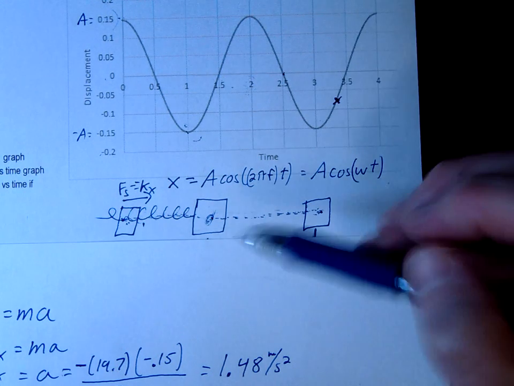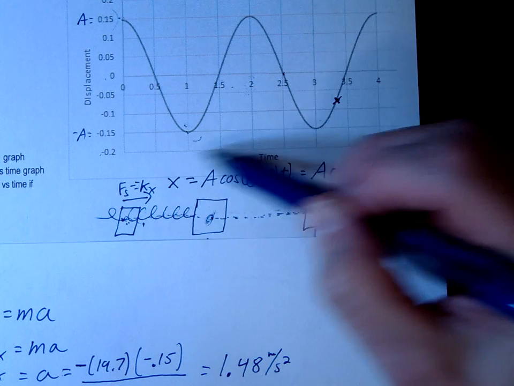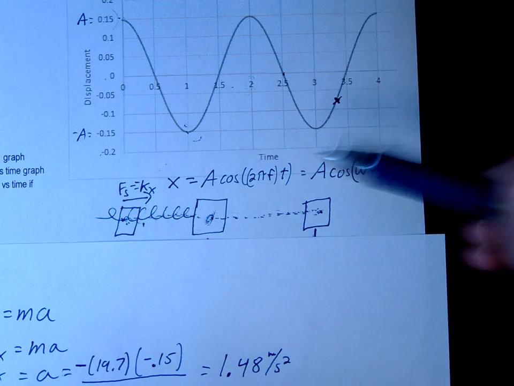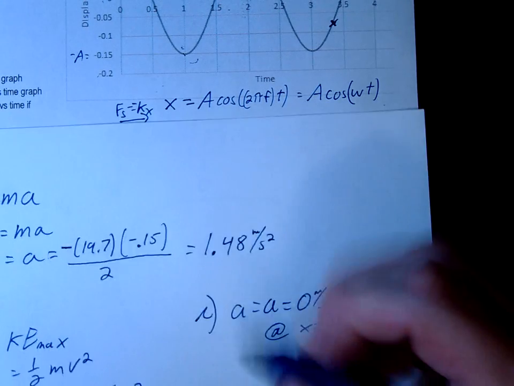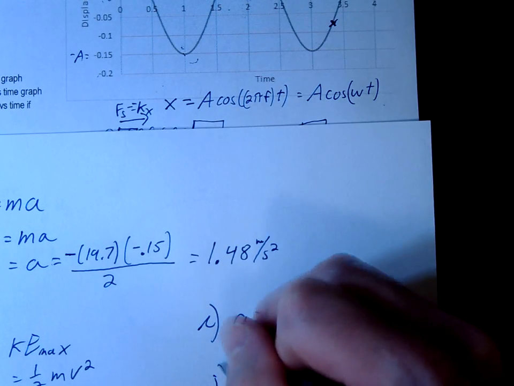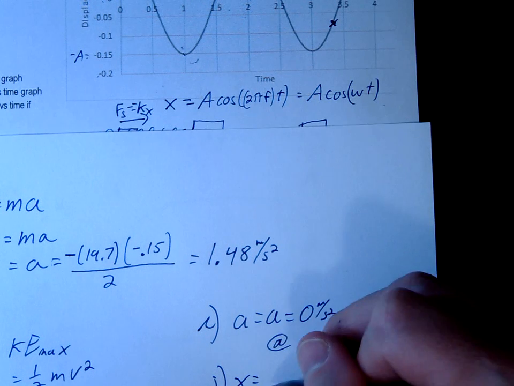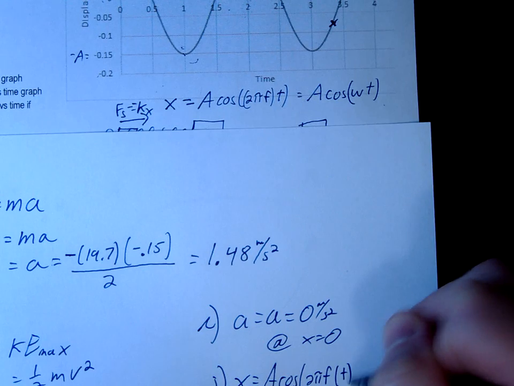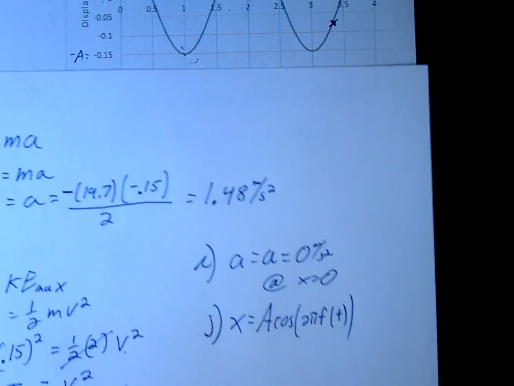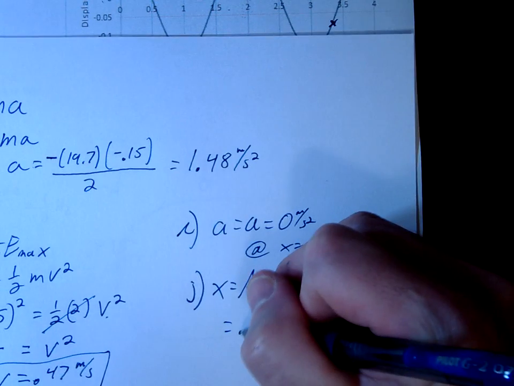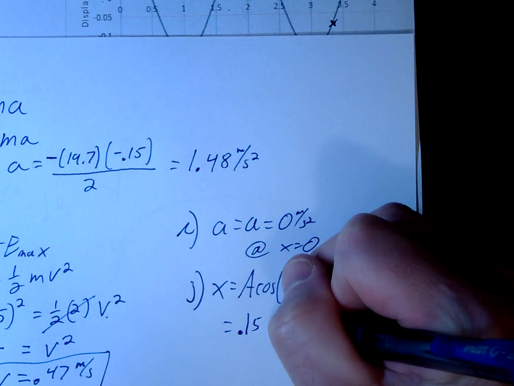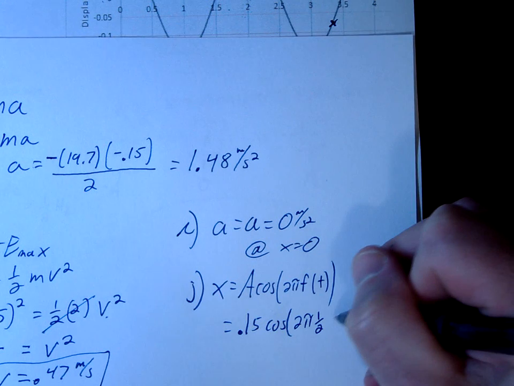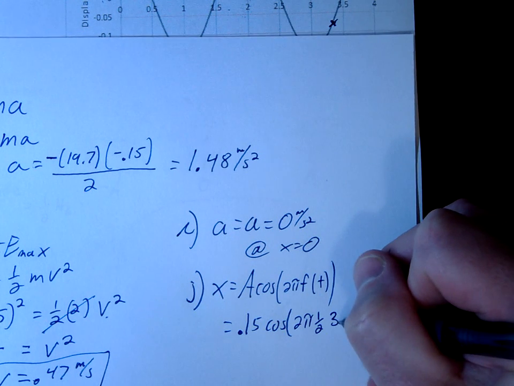So this is where you're just going to use this. We're just looking for x at that specific time, and we're going to figure out what it is using that simple equation. So for J, we'll just use x equals A cosine 2 pi f times t. Our A is just our amplitude, so that was 0.15. Cosine of 2 pi, frequency was 1/2, and then the time was the 3.3 seconds.